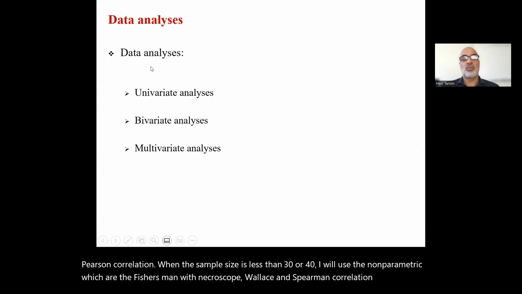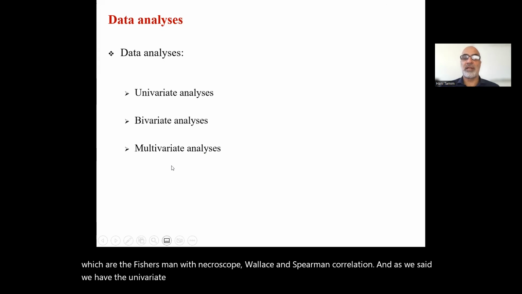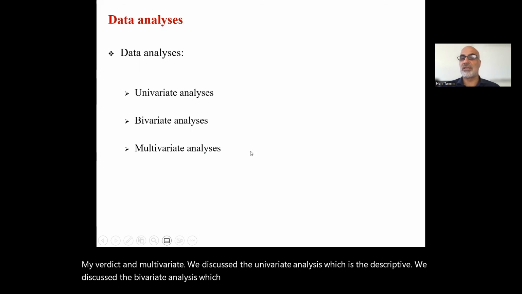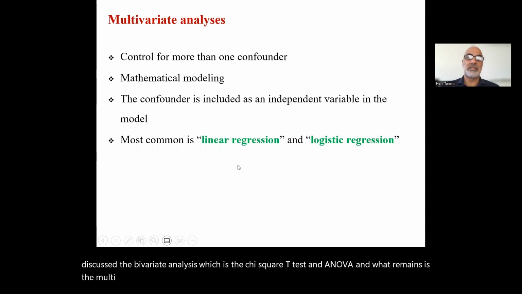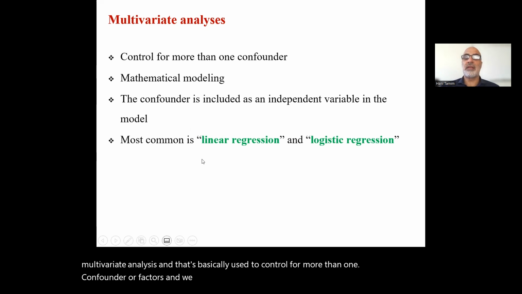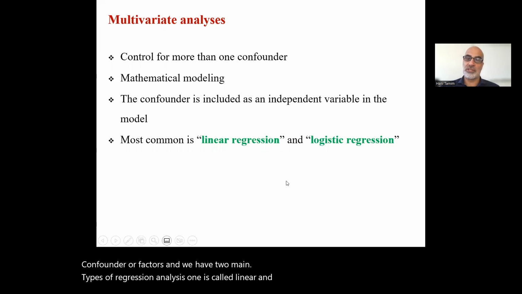And as we said, we have the univariate, bivariate, and multivariate. We discussed the univariate analysis, which is the descriptive. We discussed the bivariate analysis, which is the chi-square, t-test and ANOVA. And what remains is the multivariate analysis. It's basically used to control for more than one confounder or factors. And we have two main types of regression analyses. One is called linear and one is called logistic.